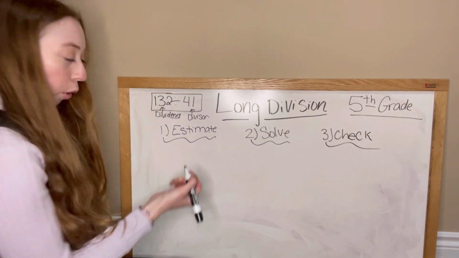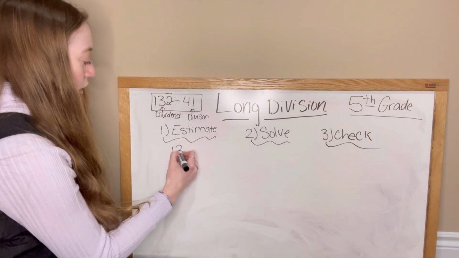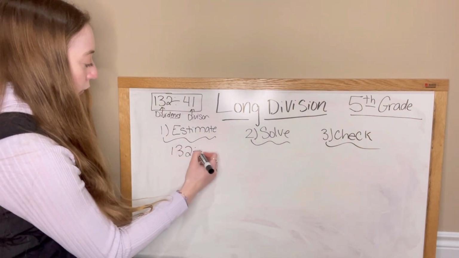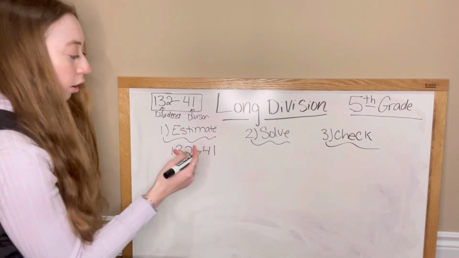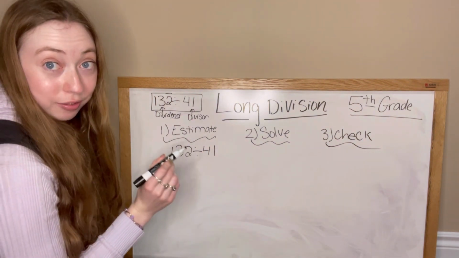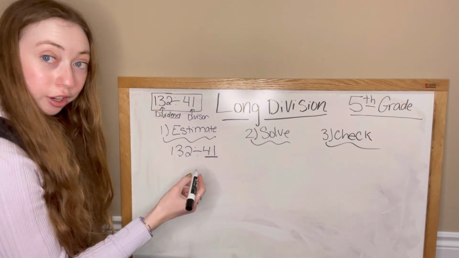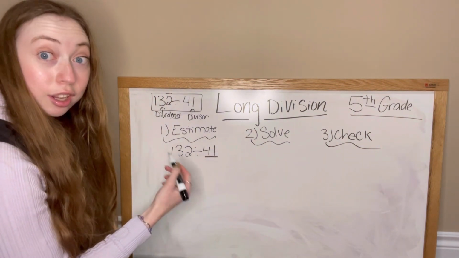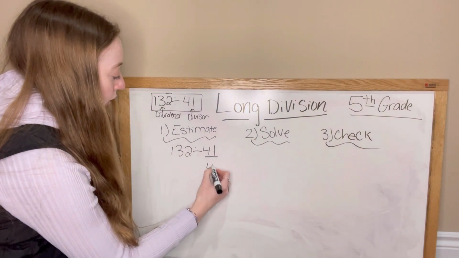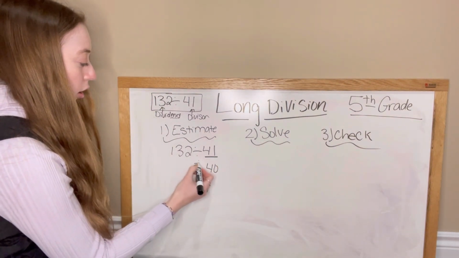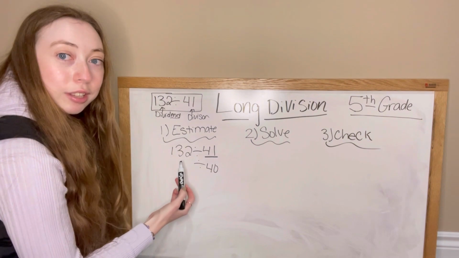That is the first important step. So we're gonna drop the 132 divided by 41. And you always estimate the divisor first. You're gonna do it to the nearest 10. So it'd be closer to 40. So they would estimate it to 40. And then they have to estimate this one.